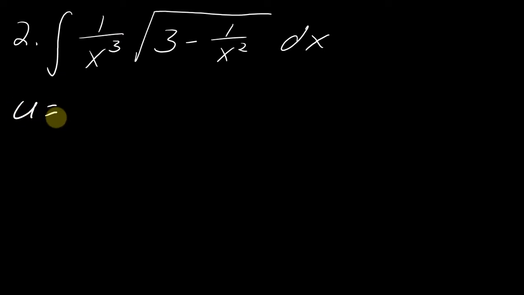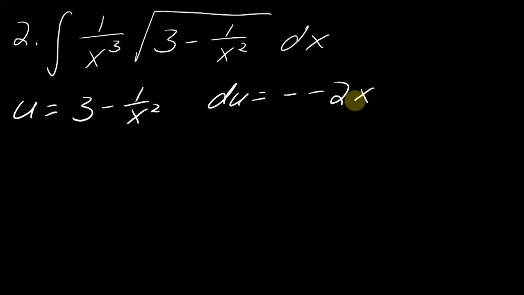I just had a PowerPoint update that is creating all these problems when I write, so sometimes my writing's a little off now. Okay, so my u in this case is going to be 3 minus 1 over x squared, and then my du in this case will be, let's see, negative 2 times x to the negative third dx.